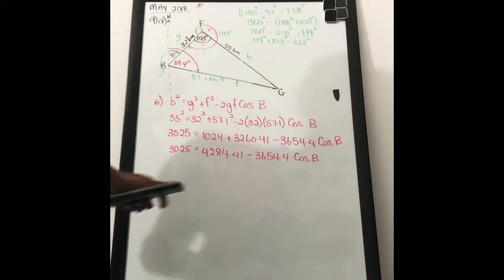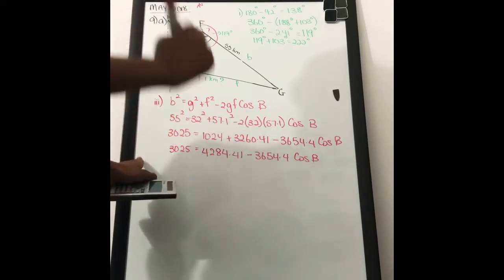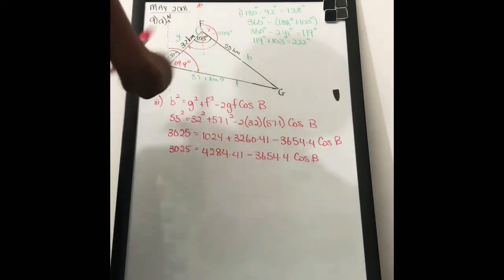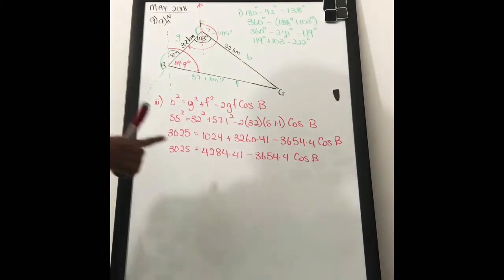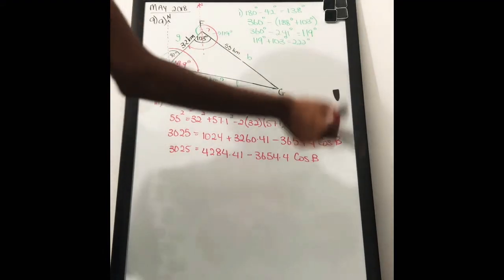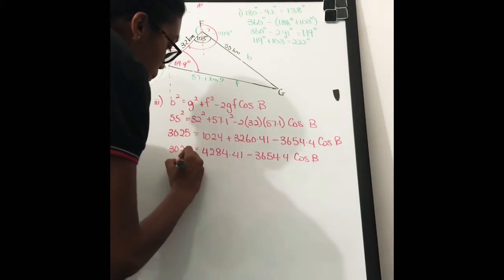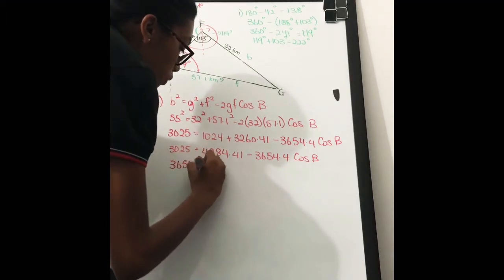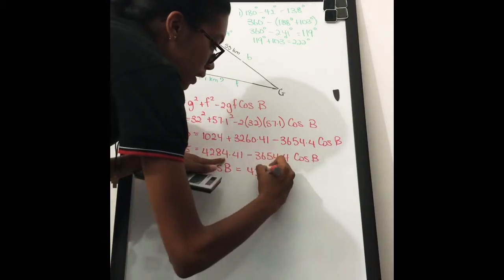So what we're going to do next step is, because this is negative, we're going to take this across the equal sign. Because this is negative here, when it comes across, we do the opposite, which is add. So that would be positive then. And this here, because this is positive, when it goes across, it will be negative. So we'd have 3654.4 cos B is equal to 4284.41.